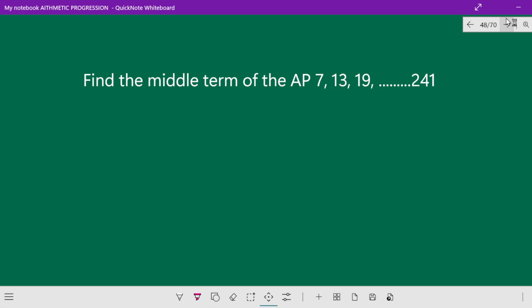Next question. Find the middle term of the AP 7, 13, 19, up to 241. Same question, but I think here we will get an even number of terms. Let us find.